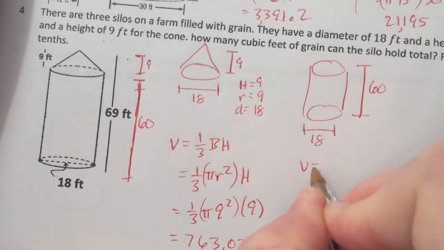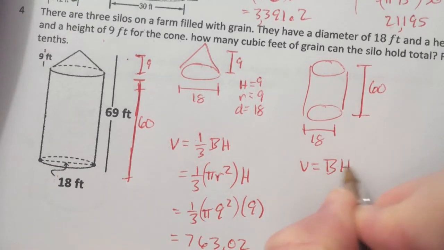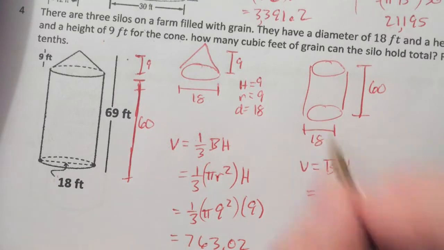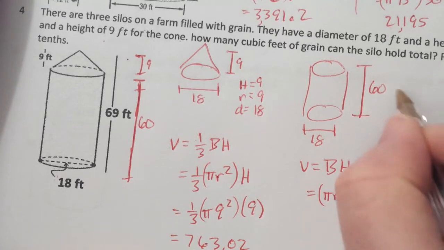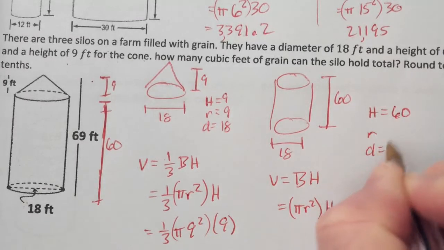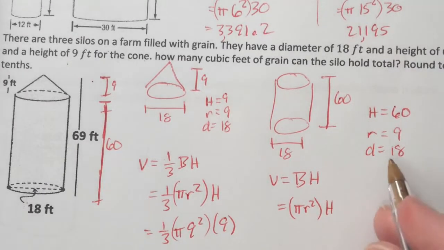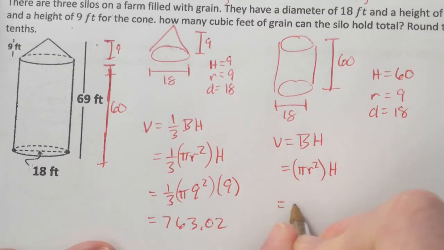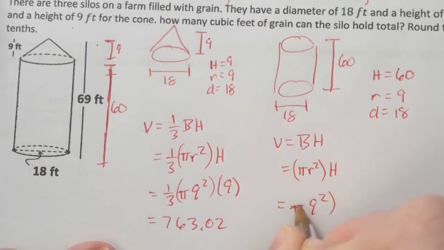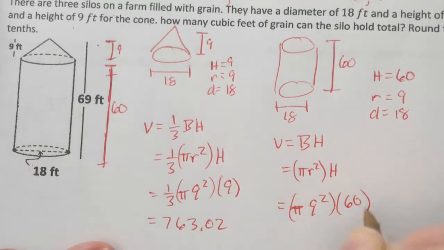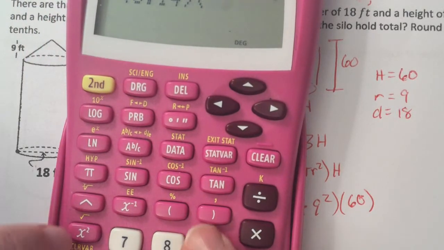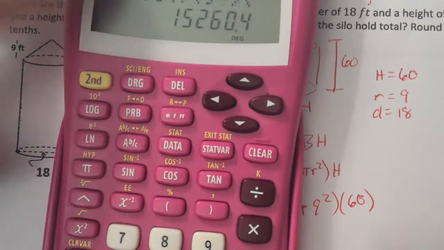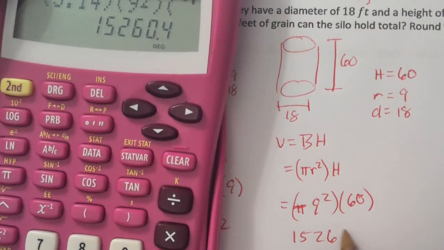All right, let's do the next part. For this one, volume equals base area times the height. So the base is a circle, so that's pi r squared times the 3D height. Now let's think about this for a second. I know my 3D height is 60. I know the diameter is 18, so the radius would have to be 9. So all I have to do is plug them in: pi times 9 squared times the 3D height, which is 60. Type it in your calculator: 3.14 times 9 squared times 60. We pop out with 15260.4.